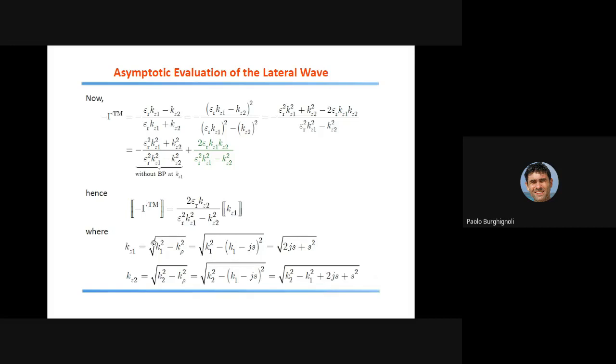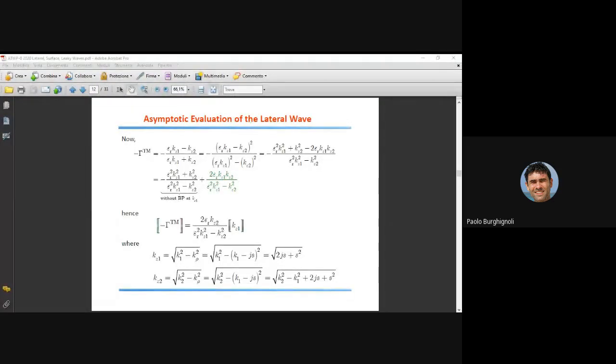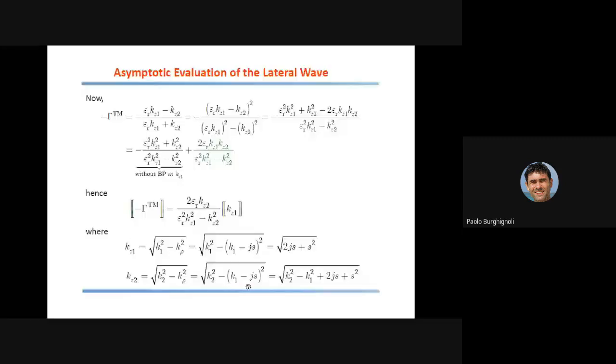So now we can focus on this wave number kz1, which is the square root of k1 squared minus k rho squared. And since we are on the vertical steepest descent path, we can let k rho be equal to k1 minus js. So in the end, kz1 is equal to the square root of 2js plus s squared. Let me see if everything is okay. Okay. On the other hand, kz2, with the same steps, can be represented as the square root of k2 squared minus k1 squared plus 2js plus s squared.